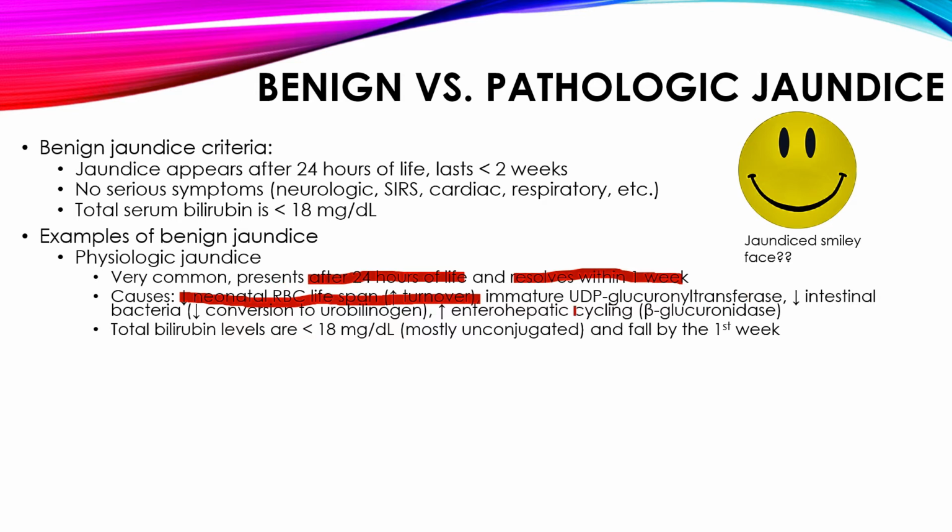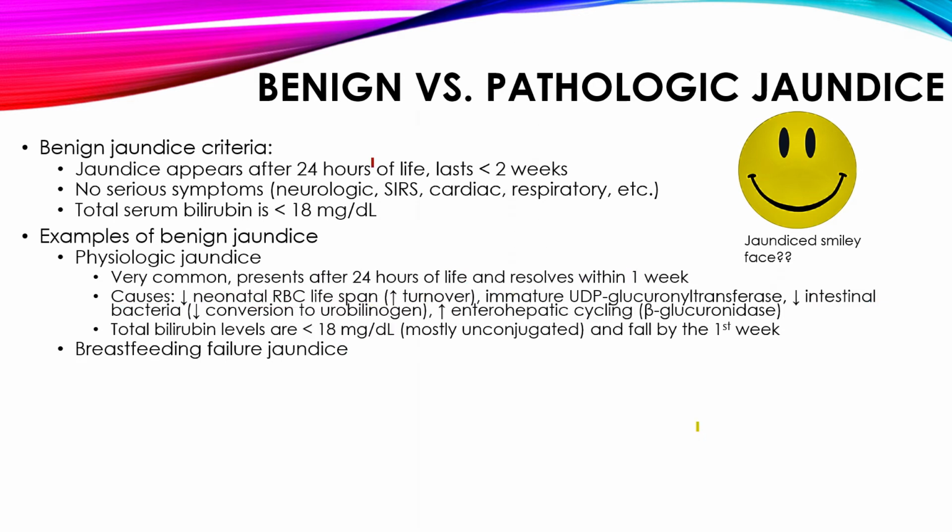Next, the UDP glucuronosyltransferase enzyme is immature. It can't handle the bilirubin load yet, so it's going to build up the unconjugated bilirubin. You also have decreased intestinal bacteria. We talked about that, so you can have excess unconjugated bilirubin. And you'll have increased enterohepatic cycling because of the beta-glucuronidase found in the brush border. And like we said before, total bilirubin levels are less than 18. Very important, and will fall by the first week.